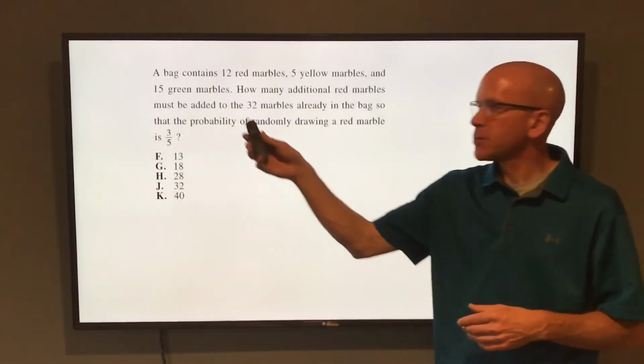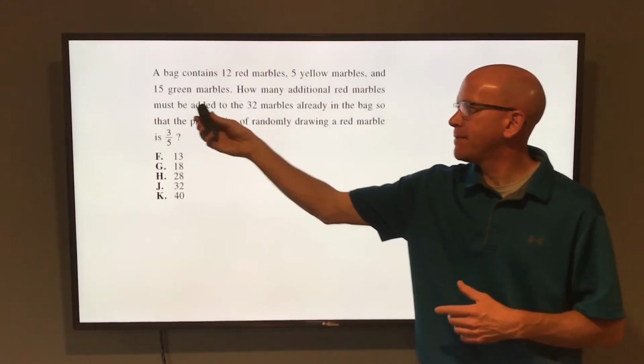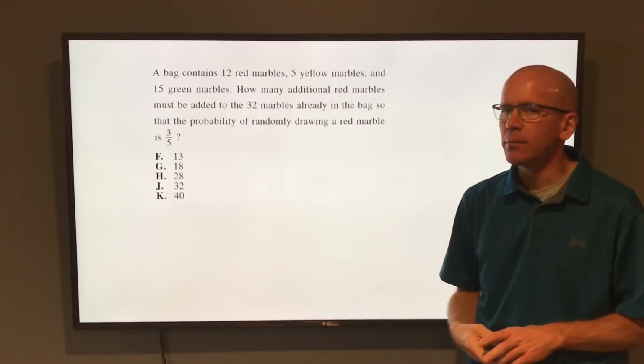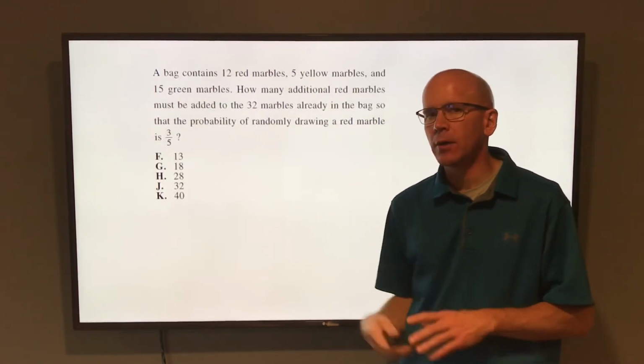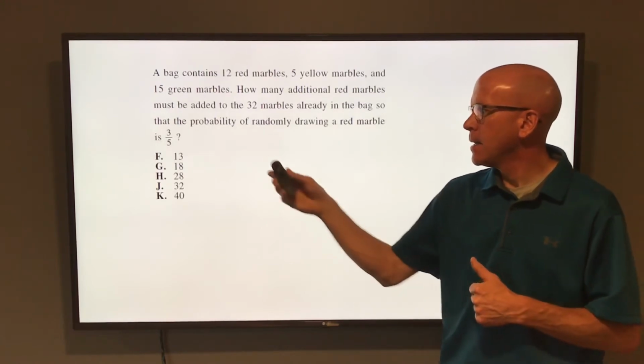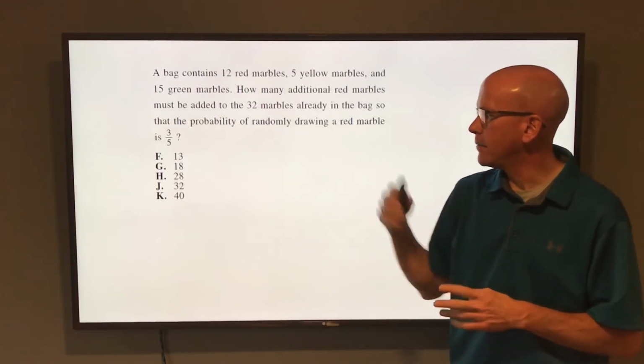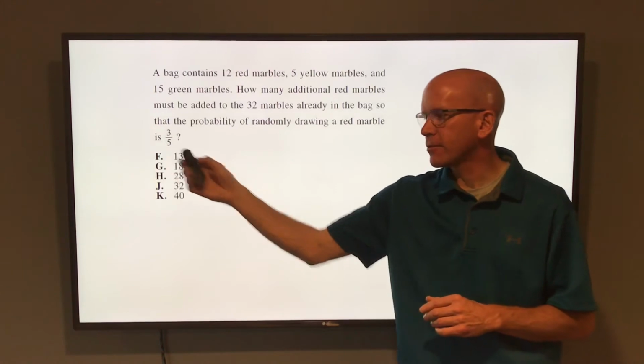A bag contains 12 red marbles, 5 yellow marbles, and 15 green marbles. How many additional red marbles must be added to the 32 marbles that are already in the bag to create a probability of drawing a red marble out to be 3/5?